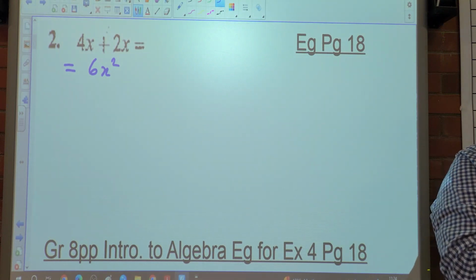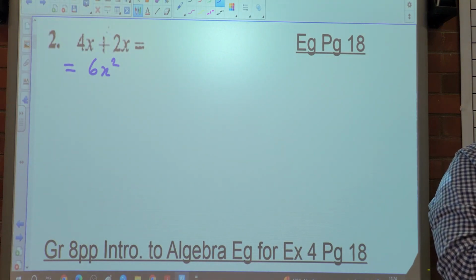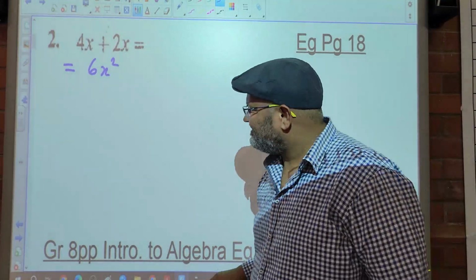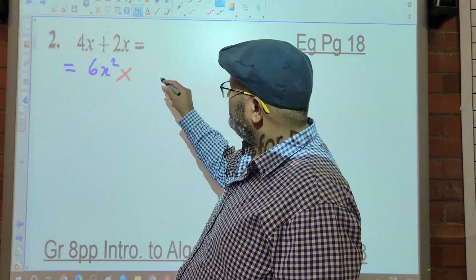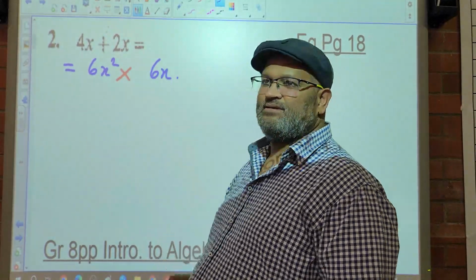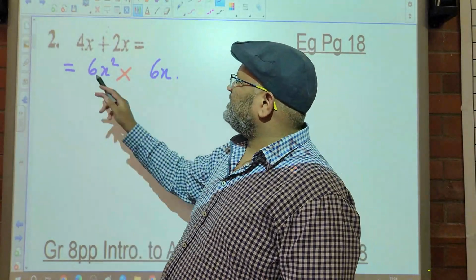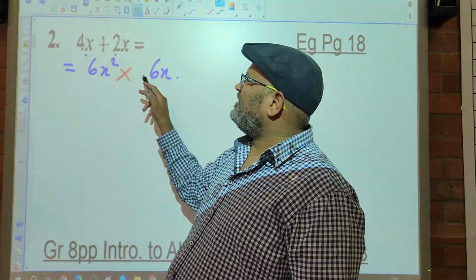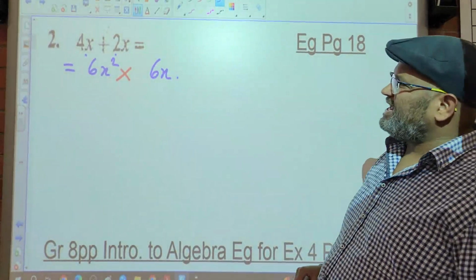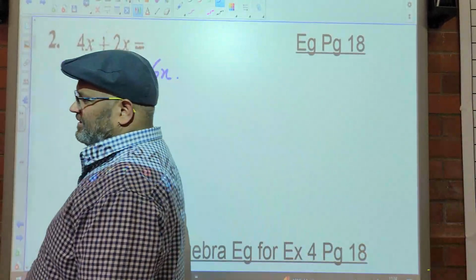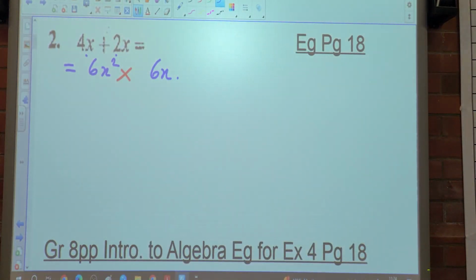You see, there's people that were here yesterday. You see? What should the answer have been? 6x and not the squared. Okay? The reason for that is we're adding and subtracting, the variables stay the same. So make a note there. When adding and subtracting, the variable stays the same.